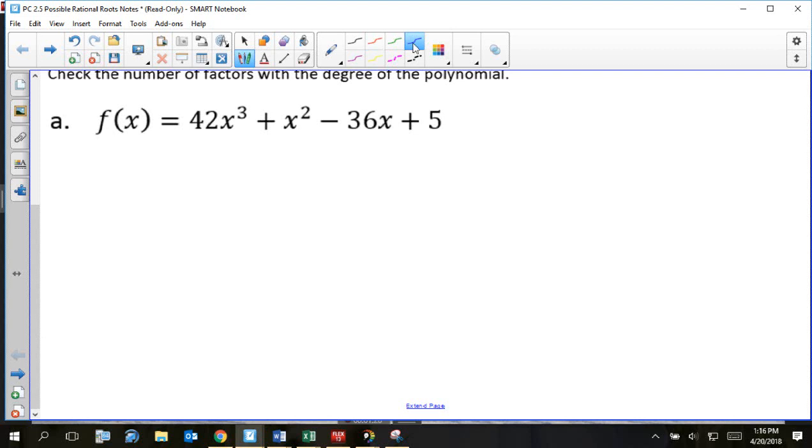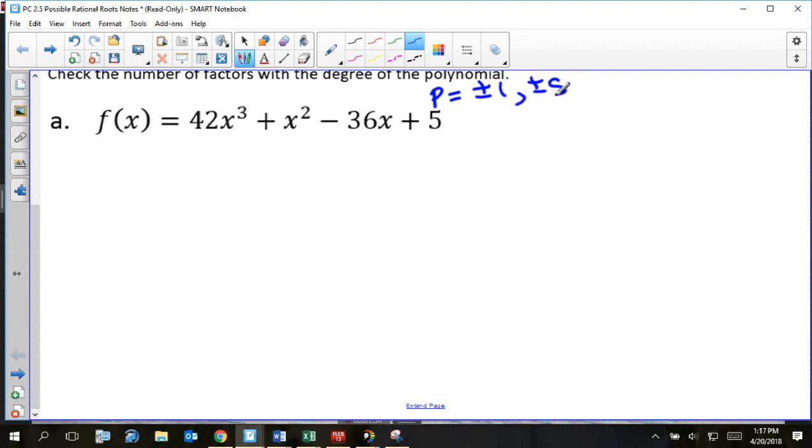First thing you're going to do, and this was taught in Algebra 2, so this should be a review, is take the very last number, the constant, and call that p, and find every single factor of p. So for 5, what factors are there? 5 and 1, also negative 1 times negative 5 makes positive 5, so we actually have 4 factors. We've got plus minus 1 and plus minus 5.